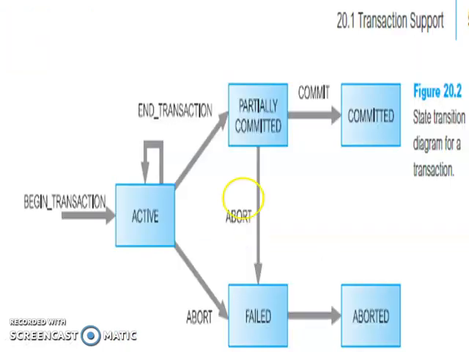Now see here. So this is committed and this is aborted. So here the transaction has begun and it ends with either committed or aborted. These are the two types of outcomes of any transaction.